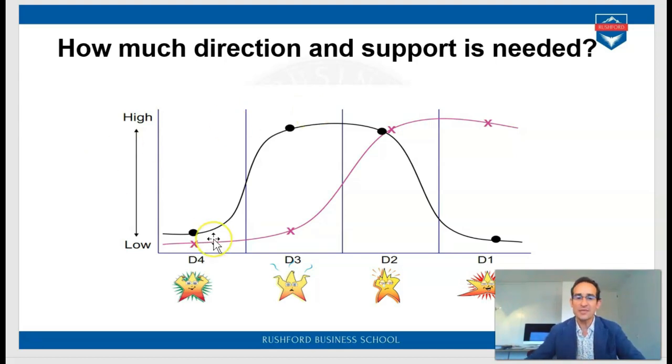When you are dealing with experts, direction and support are not as important. You are almost talking with peers. Of course, in that case, direction and support can be very low because people are autonomous, are independent. They can work.